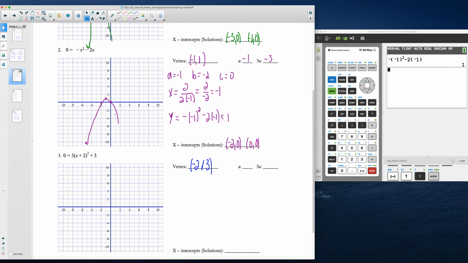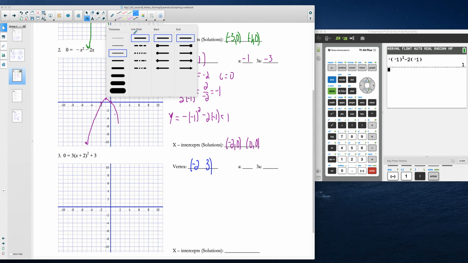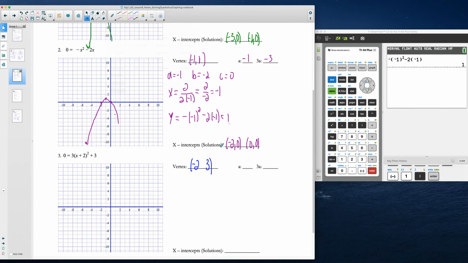All right. Positive 2, positive 3. And then we can see that our a value is a positive 3. All right. Try to get a comment in here. There we go. Positive 3. And then 3a would be a 9.